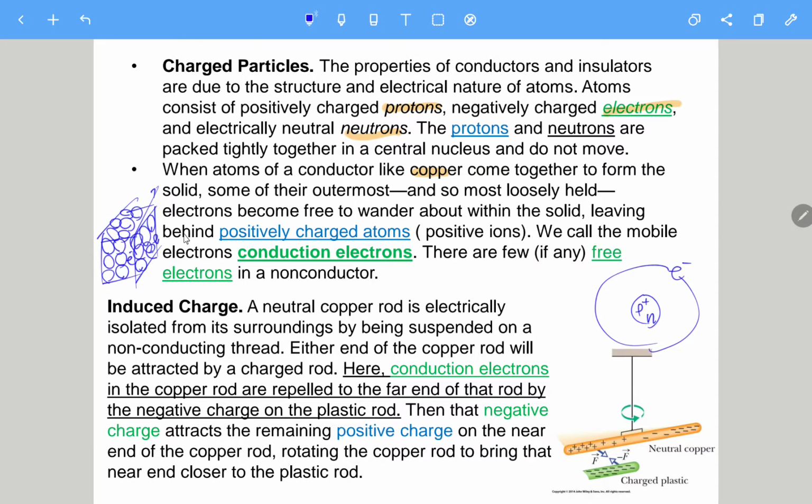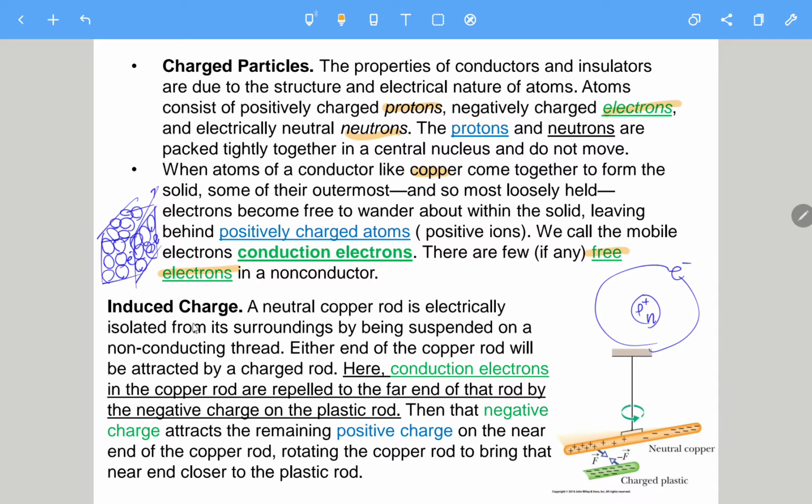So those electrons on the outer sphere are called free electrons. There are many free electrons in a conductor. There are none, or just a few free electrons, in a non-conductor or insulator.